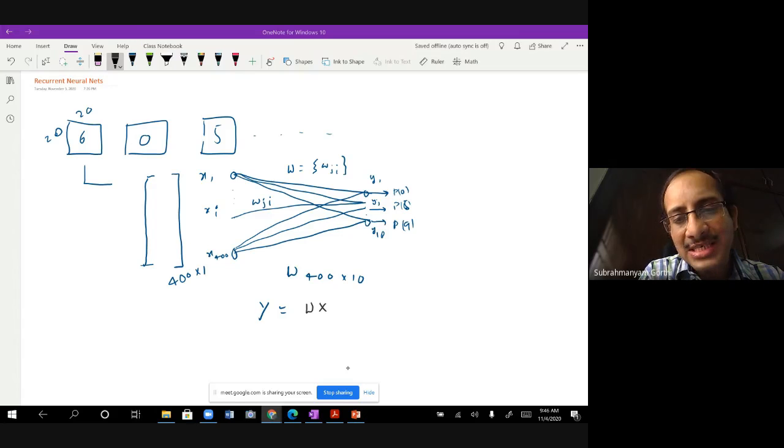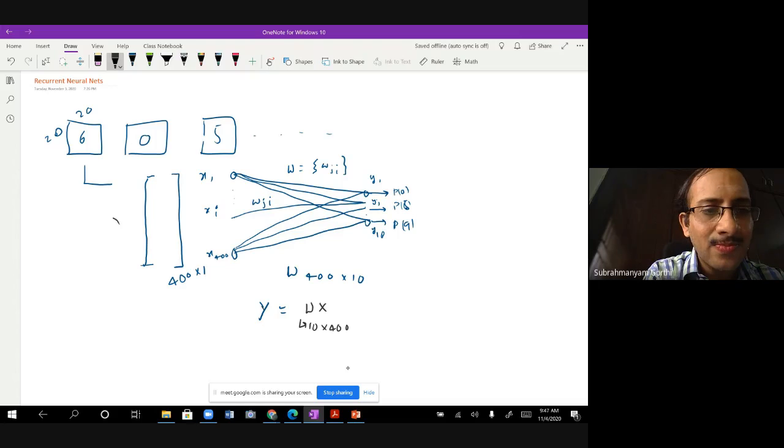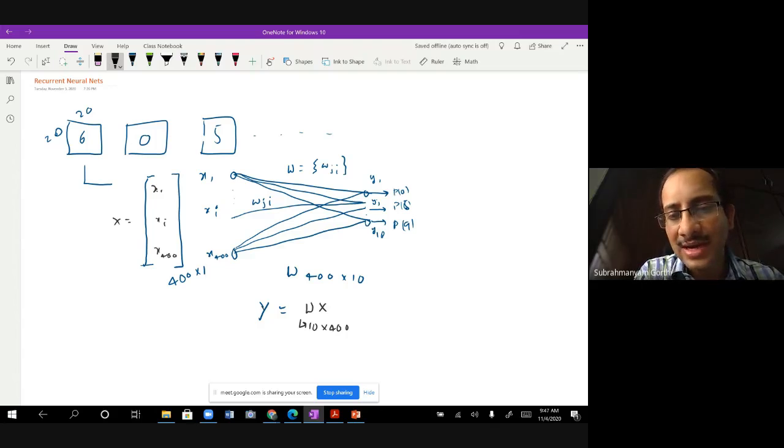Now, if the W dimension is 400 cross 10, will this agree with the equation I have written, Y equal to W into X? So what is the dimension of W? Wji I have said. So the number of rows are 10, number of columns are 400. This is the dimension of W. And X is what? The whole vector, considering from x1, xi to x400. This whole thing is the vector X.